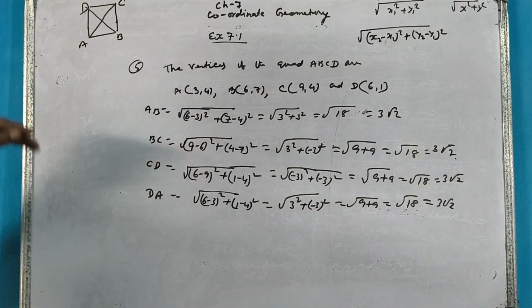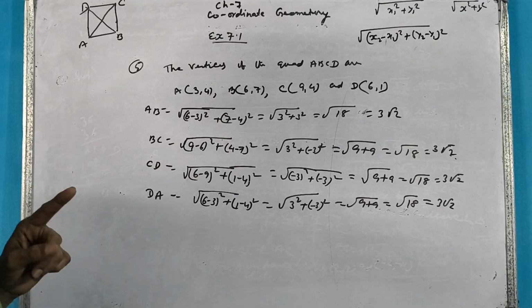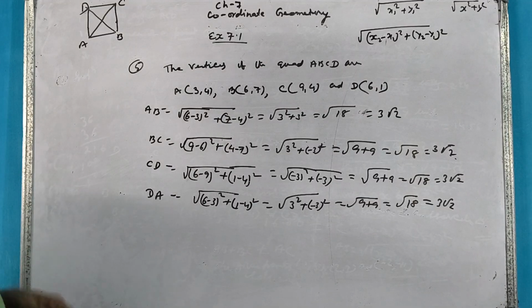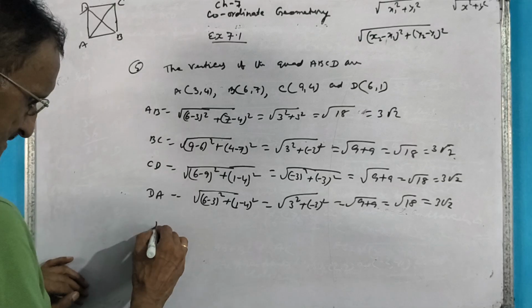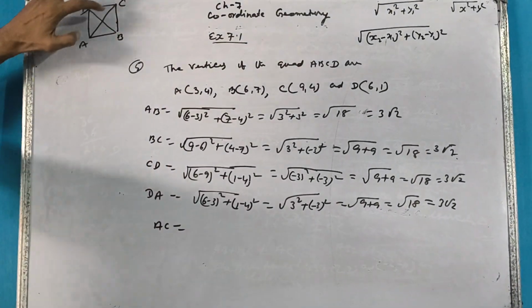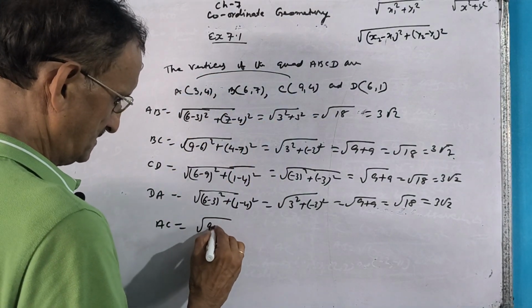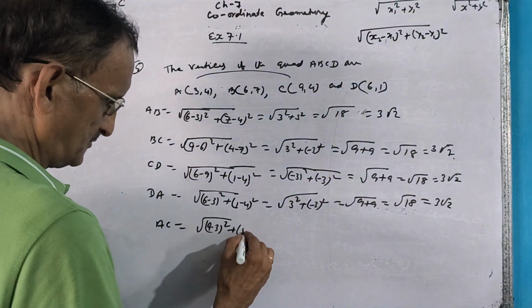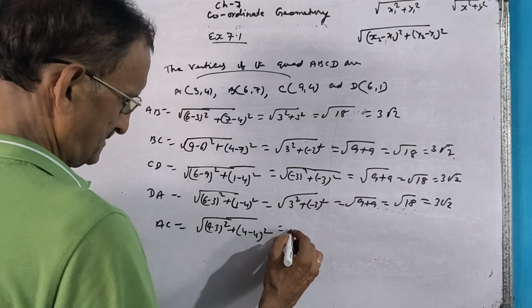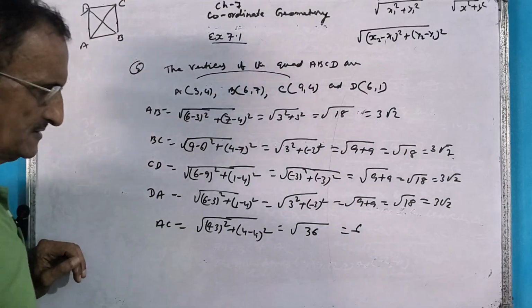So till now it can be either a rhombus or a square. But to find exactly, we need one correct answer, not either or. Only rhombus or only a square. We must find the diagonals. So find AC, because diagonals are AC and BD. AC is the square root of (9 minus 3) whole square plus (4 minus 4) whole square. So this is 36, 9 minus 3 is 6. This is 0 only. So 6 units.